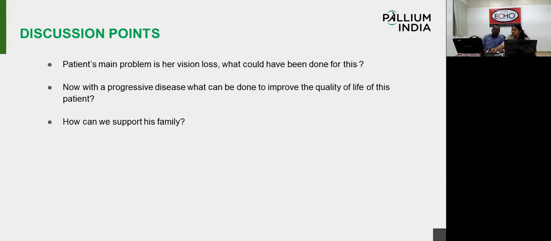Yeah. So for the improvement of vision, most probably we will not be able to do anything, and most probably we have done all the things that are possible. So from the other aspects, as you told, it is mainly the vision problem and the psychosocial problems. So what can be done for the psychosocial aspect to improve the quality of life of this patient? Anybody has any solution for the psychosocial problems?